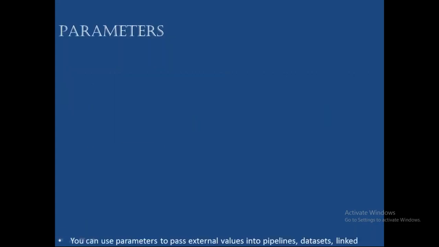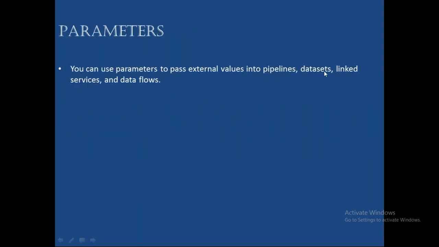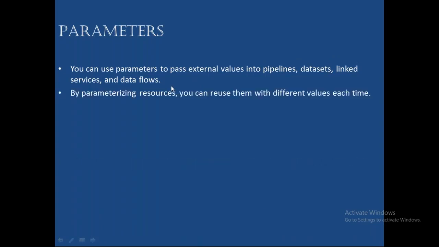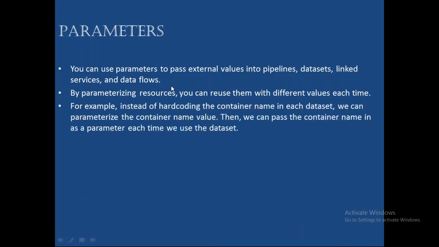We already discussed all these things, so let me go a little bit fast here. Parameters: we have pipeline parameters and dataset parameters. We have used pipeline parameter and dataset parameter, but linked service and data flow parameters we are going to use in the upcoming sessions. Next, by parameterizing resources, you can reuse them with different values each time. We already have seen, by passing different file names and different container names to the dataset parameter, we are able to process the data. For example, instead of hard coding the container name in each dataset, we can parameterize the container name value. Then we can pass the container name as a parameter each time we use the dataset. We are going to do the same thing here, whatever we have done previously.